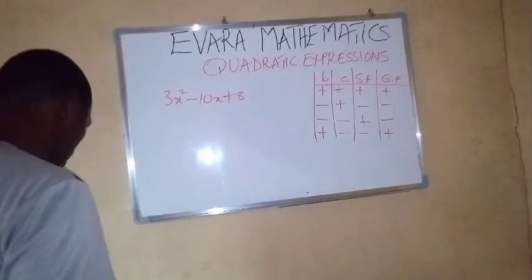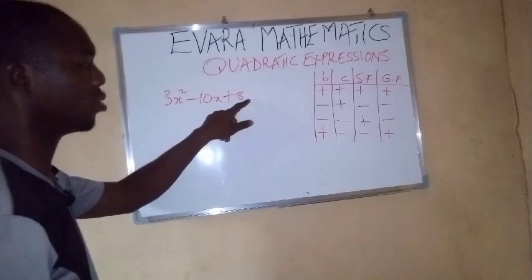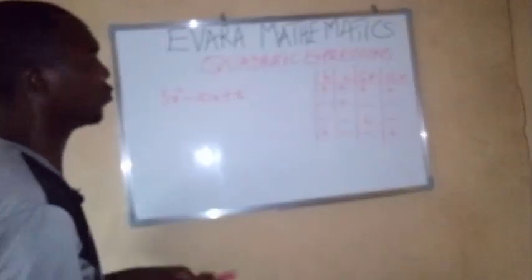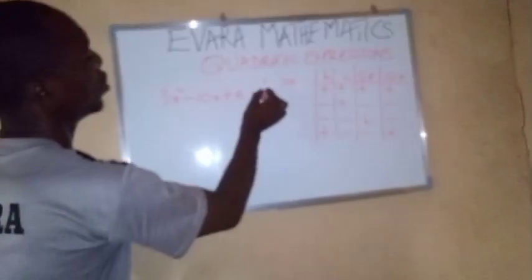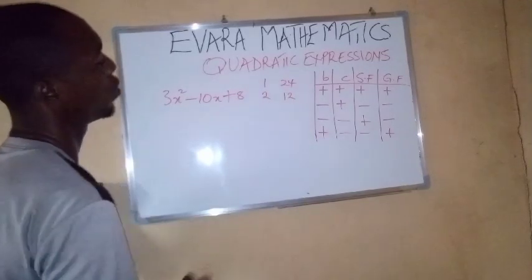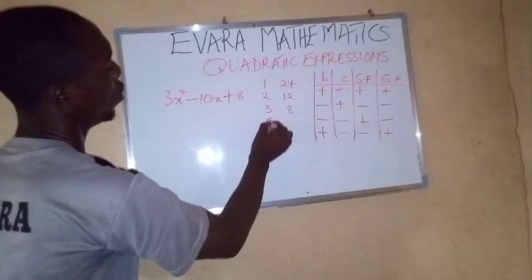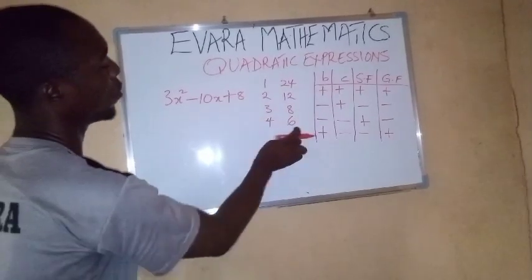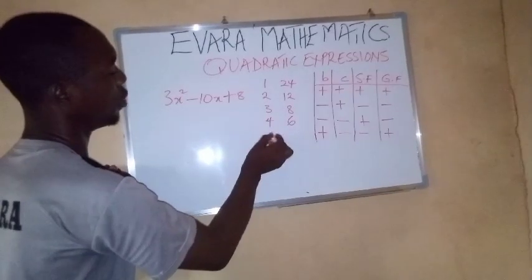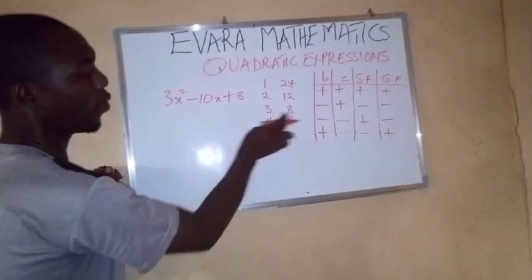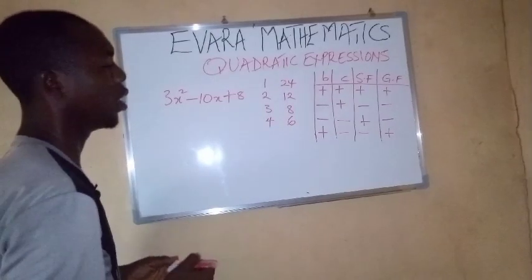Here, as we did in the previous one, the first thing you do is multiply 3 by 8, that is 24. So now we'll list out the factors of 24. That is 1 multiplied by 24, 2 multiplied by 12, 3 multiplied by 8, 4 multiplied by 6, 5 cannot divide 24. After 5, we have 6 and 4. But we are splitting 4 and 6, so there is no need for us to write 6 and 4. So we are going to stop at this.